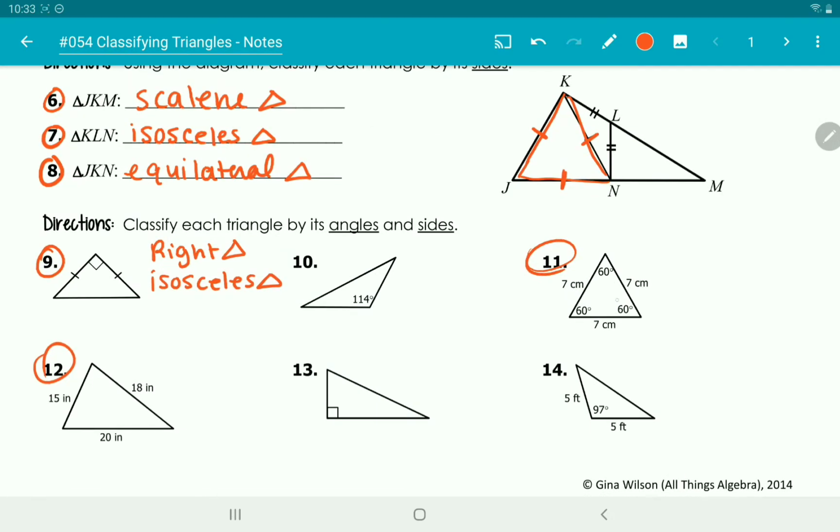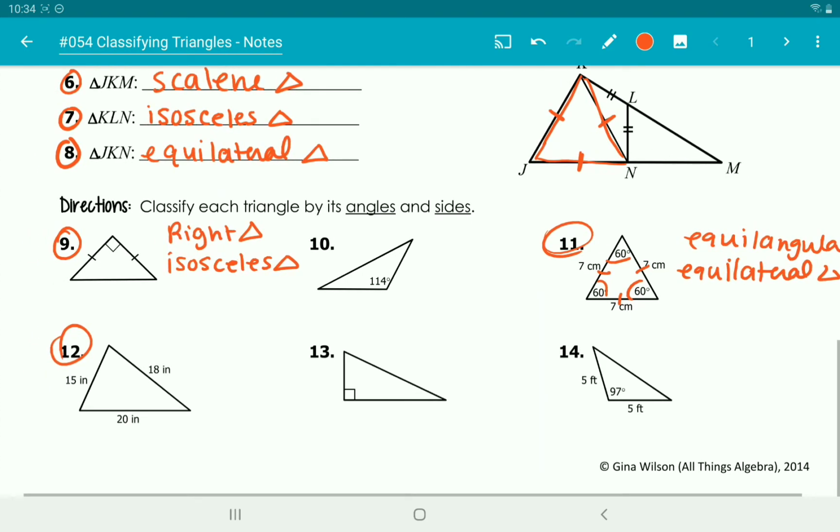We can see that all 3 of these angles are the same, so 60, 60, and 60. So they're equiangular. And then if we look at the sides, 7 centimeters, 7 centimeters, 7 centimeters, it is also equilateral. So it's an equiangular, equilateral triangle. And then now we can look at number 12.